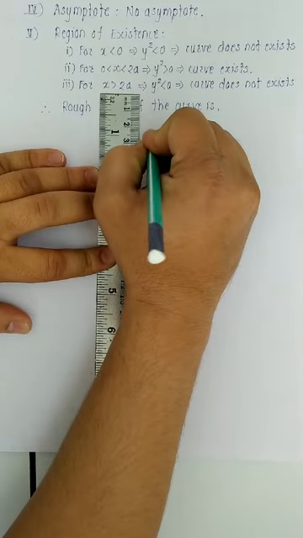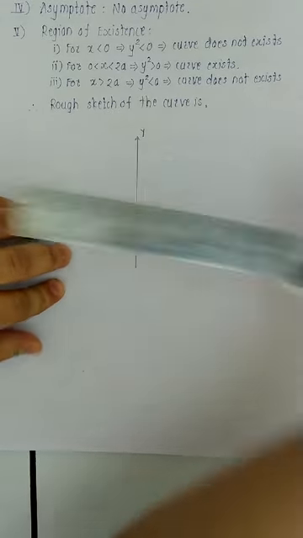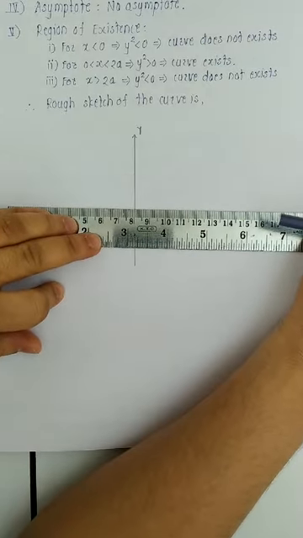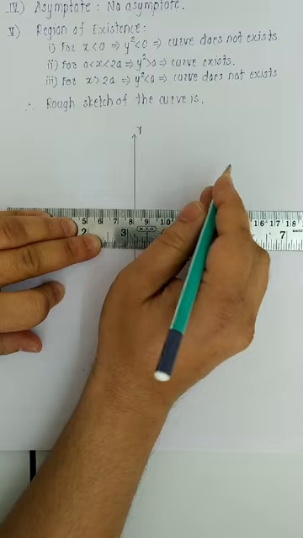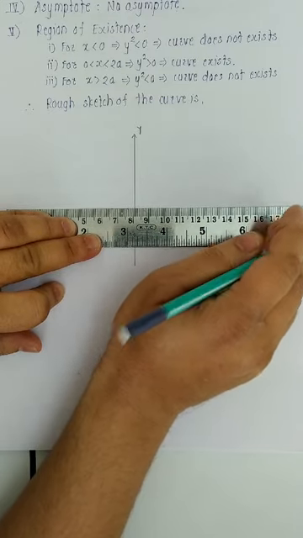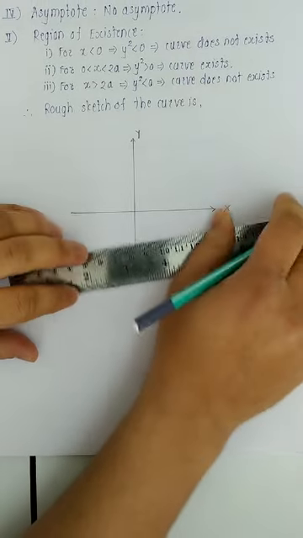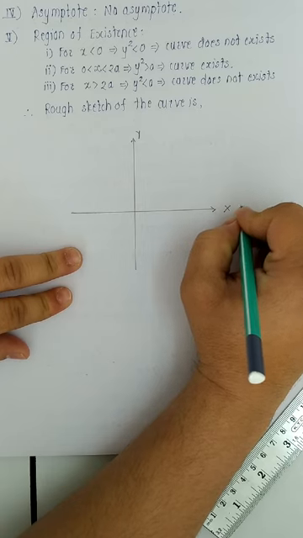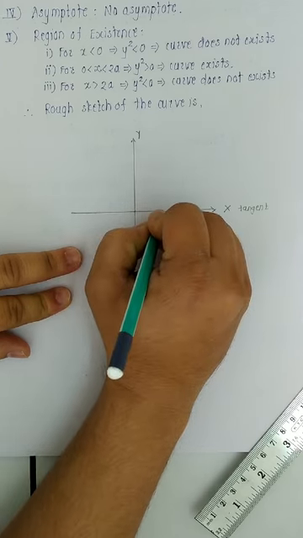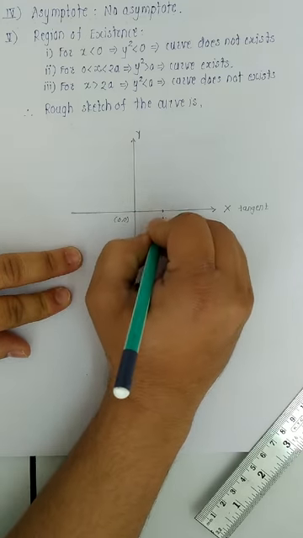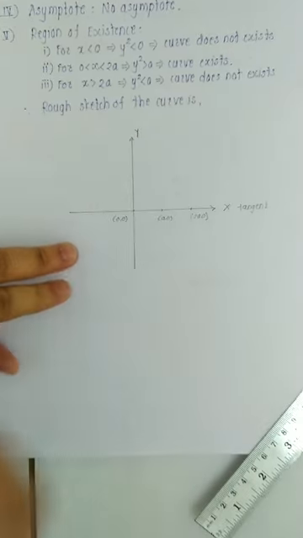This is the y-axis. Always draw the rough sketch of the curve using pencil only. This is the x-axis, which is tangent to the curve at origin. So this is the tangent to the curve at origin. We'll consider this point. This is the origin 0, 0. This point as a comma 0. Therefore, this point will be say 2a comma 0.